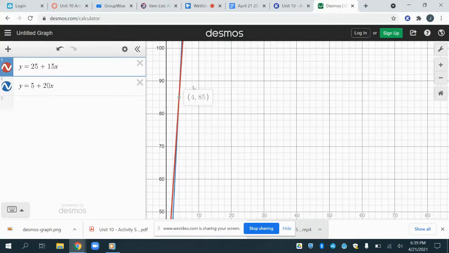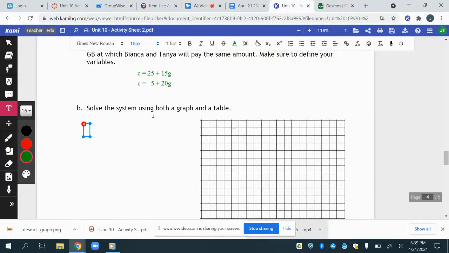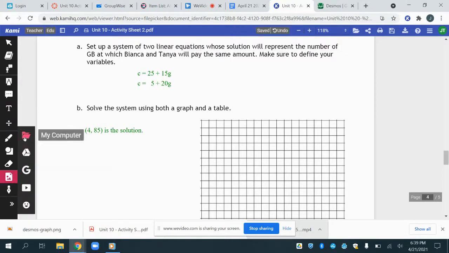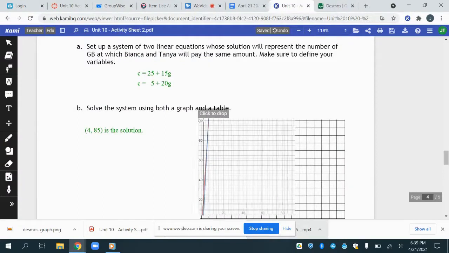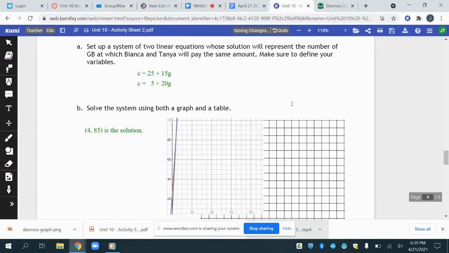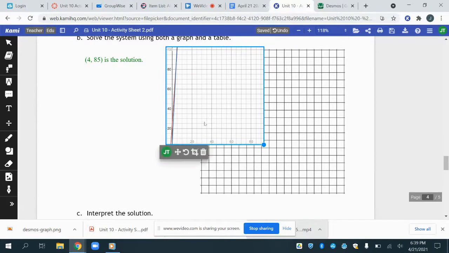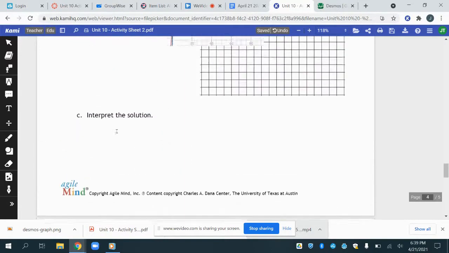Okay, so we'll go back here and we're going to say 485 is the solution. You just have to put it in the graph. I'm going to do insert, add media, add photo. Come on, my computer, I guess. There it is. Like so. That's what the graph looked like. I'm not being too careful.